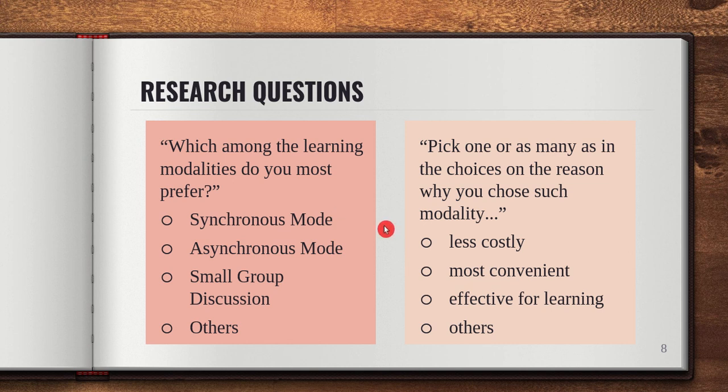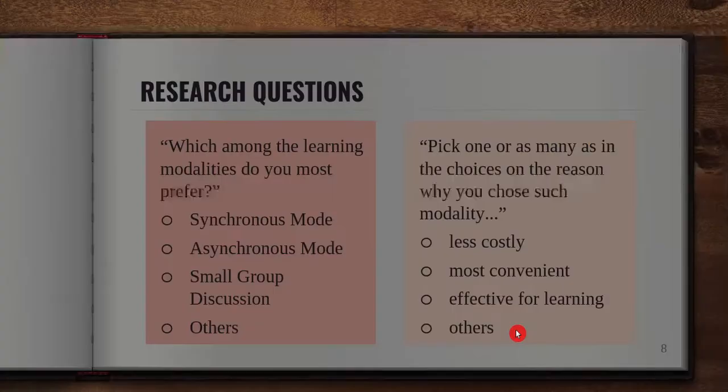For the research questions, the first one: which among the learning modalities do you most prefer? With the options synchronous mode, asynchronous mode, small group discussion, and others if they have other suggestions. The second question, which followed the first one: pick one or as many as in the choices on the reason why you chose such modality, with the options less costly, most convenient, effective for learning, and others.